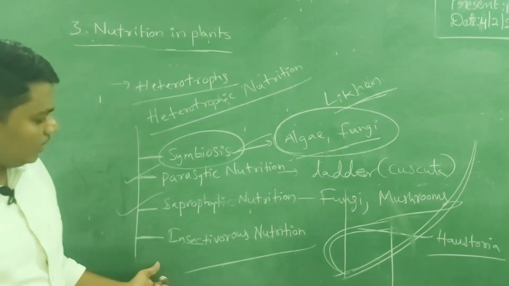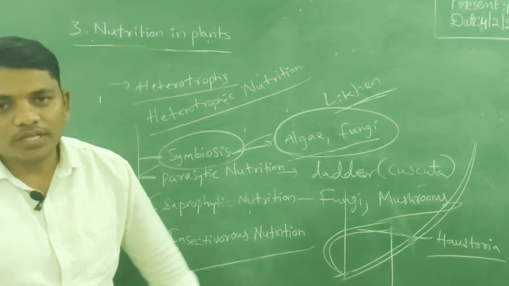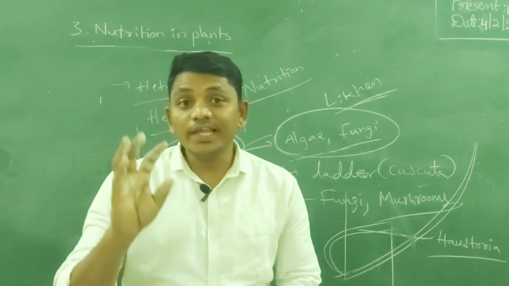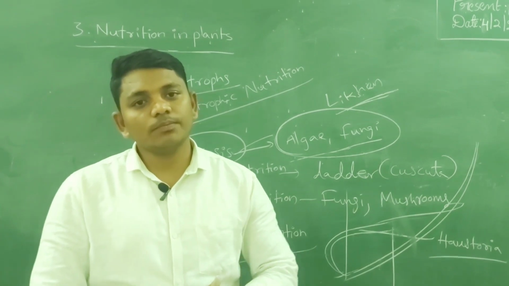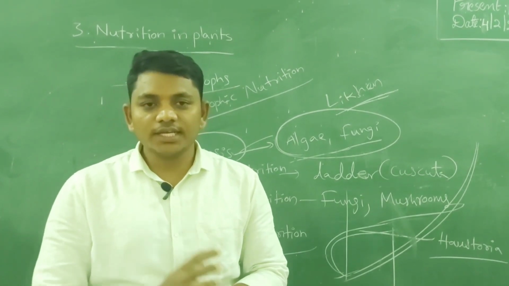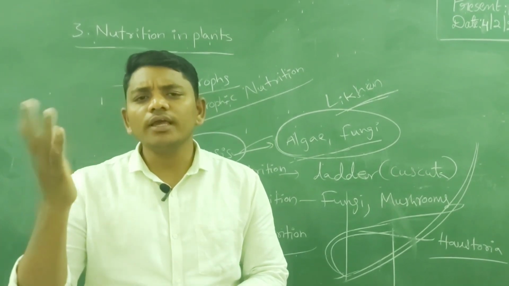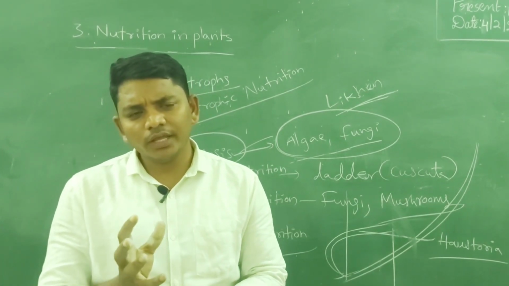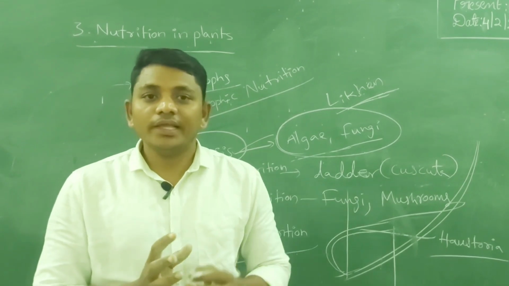And fourth one, insectivorous nutrition. Fourth one is insectivorous nutrition. Some types of plants can eat insects. Why? Because sometimes they cannot synthesize their own food. That is why they usually eat some insects.